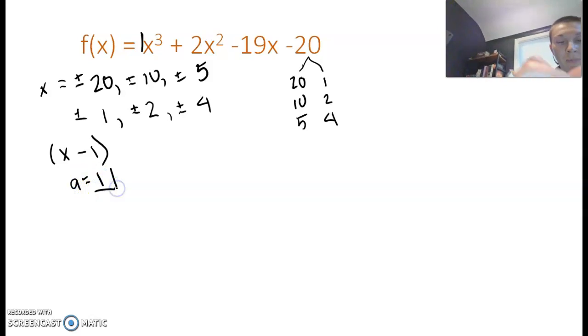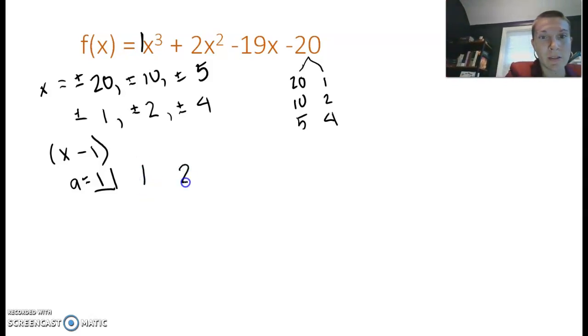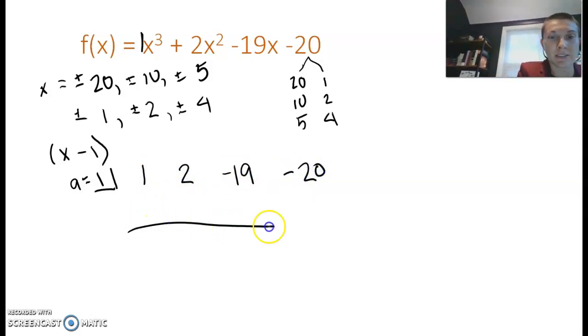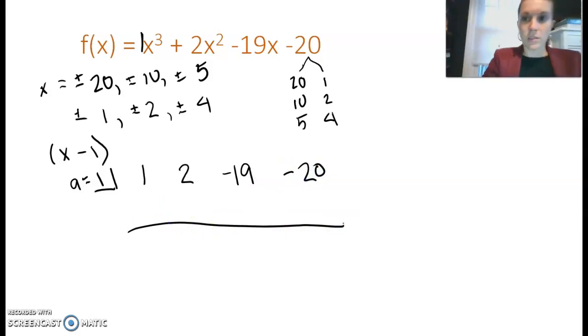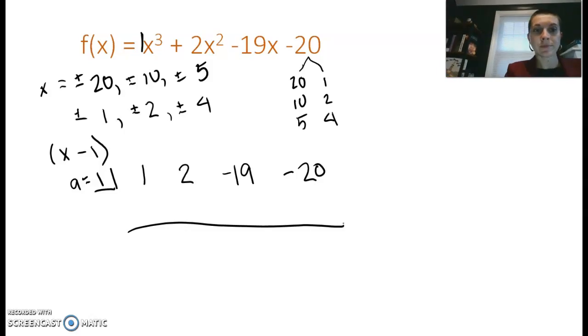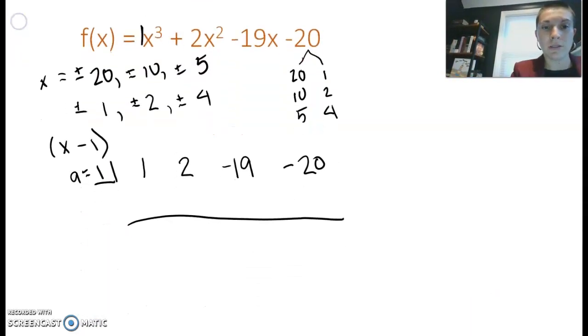So we'll do the 1. We'll pull all of our coefficients down. And I'll note that in this case, we don't have any zero coefficients needed. So our coefficients are in fact 1, 2, negative 19, and negative 20. To get started, sorry, give me a second, I'm going to flip my computer. Sorry about that. We are going to pull down our 1.